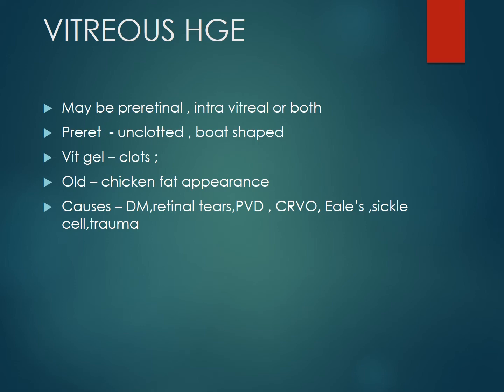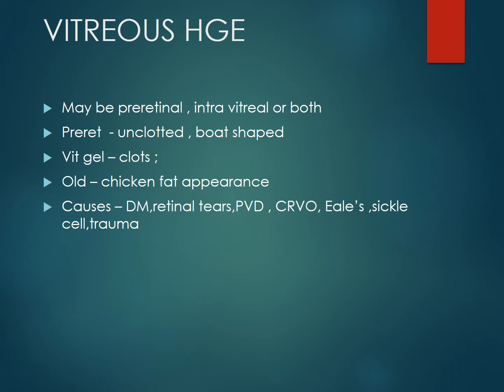So pre-retinal is basically unclotted. It takes a boat-shaped appearance, whereas if it is within the vitreous gel, it has a clotted appearance. And if it is an old vitreous hemorrhage, it has a chicken fat appearance. So what are the causes for vitreous hemorrhage?